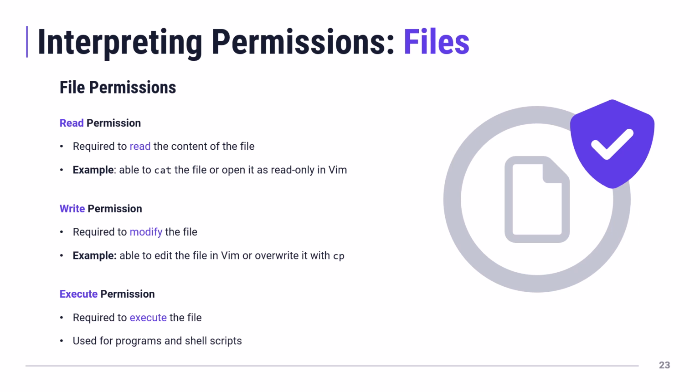Write permission, of course, is required to change or modify the file. So if I want to edit the file in, say, Vim and then save the changes, I need write permission to it. If I want to overwrite a file with the cp command, I also need write permission to change its content. And then finally, as we saw, in order to execute a file, whether it's a program or a shell script, we need the execute permission set on it.